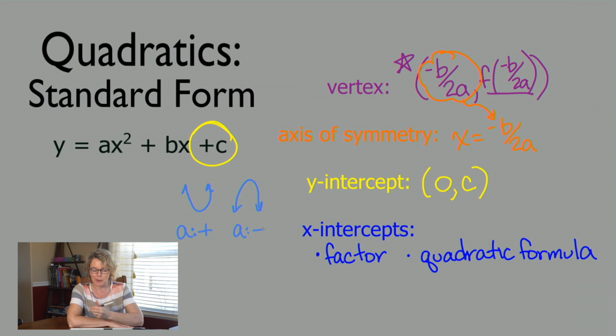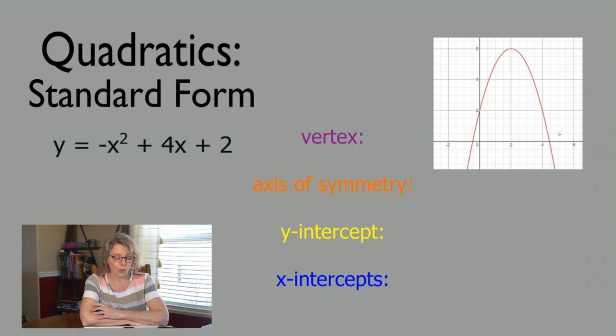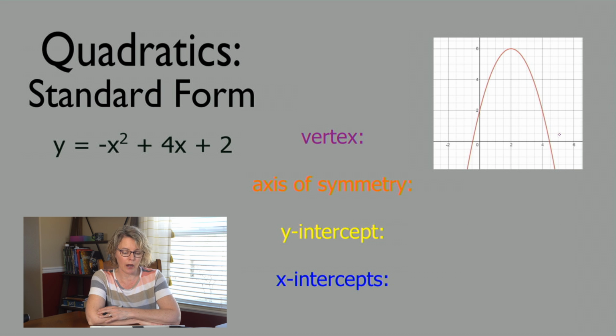Let's try an example. We have y equals negative x squared plus 4x plus 2. We are charged with finding the vertex. Now, we can see the vertex right on this graph over here, but we're going to do it the hard way, pretending like they didn't give us a picture. Remember that the vertex is always at negative b over 2a. We'll go ahead and figure that out first.